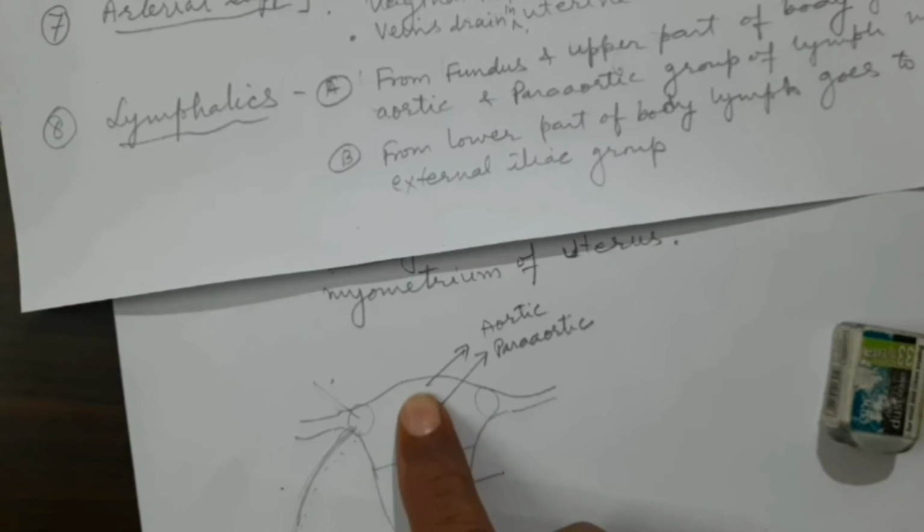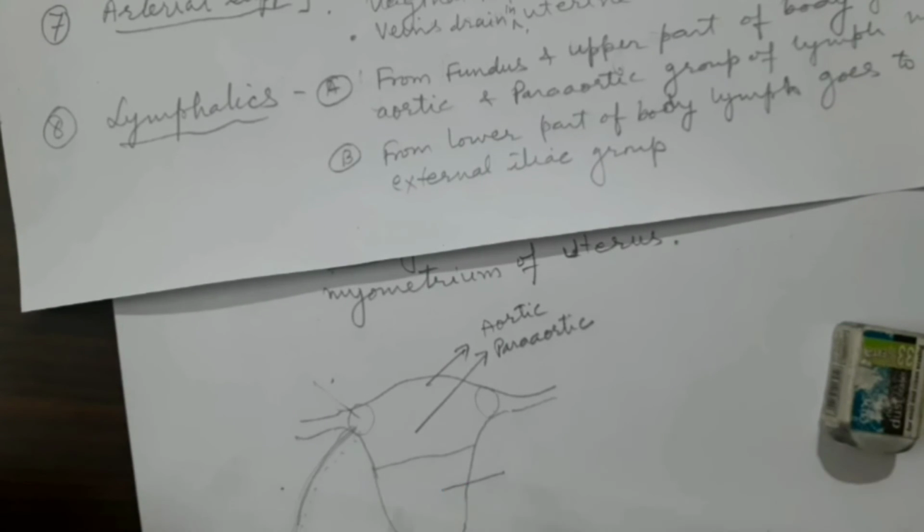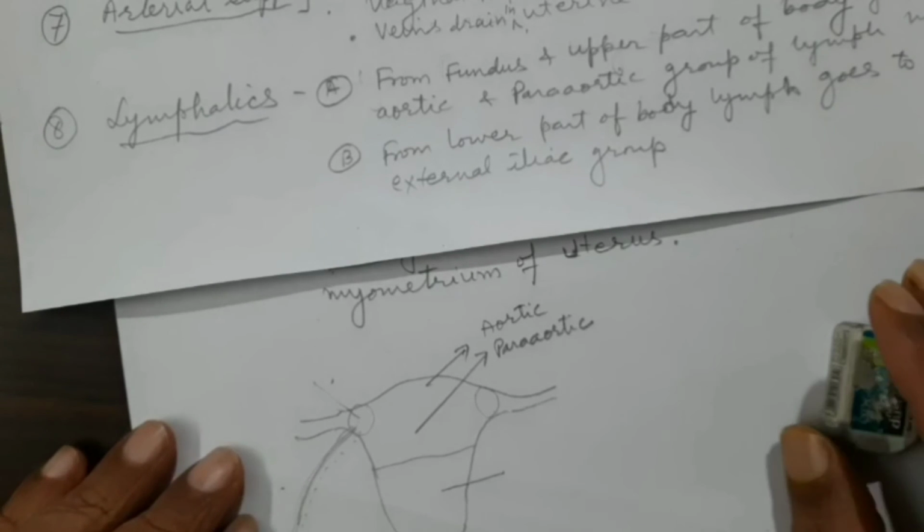So the upper end, the fundus, drains into the aortic and para-aortic nodes along with the upper half of the body, but from the lateral angles of the fundus it goes to the inguinal group of lymph nodes. That you should remember. So sometimes the inguinal group will get enlarged when the pathology is within the upper part of the uterus.